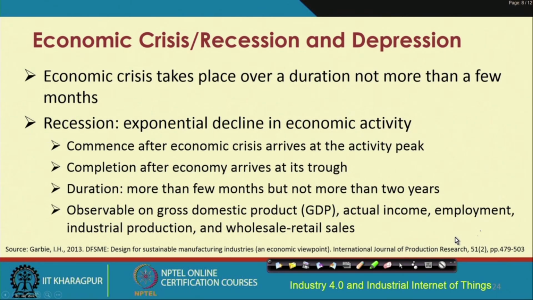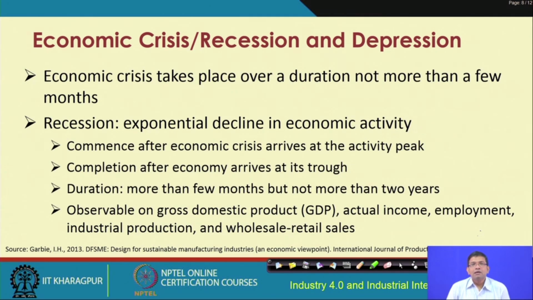So, then the last one is basically the consideration of economic crisis, recession and depression. Economic crisis basically takes place over a duration not more than a few months. So, that is the crisis. Recession, on the other hand, talks about the decline in economic activity. Recession means slowdown of the economy. That takes place over a period of time, and that slowdown happens quite fast, an exponential decline.